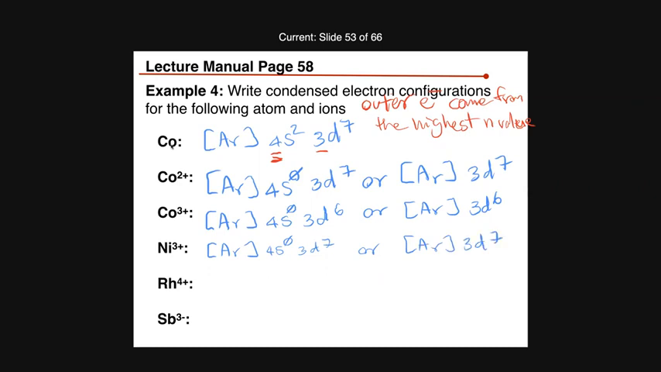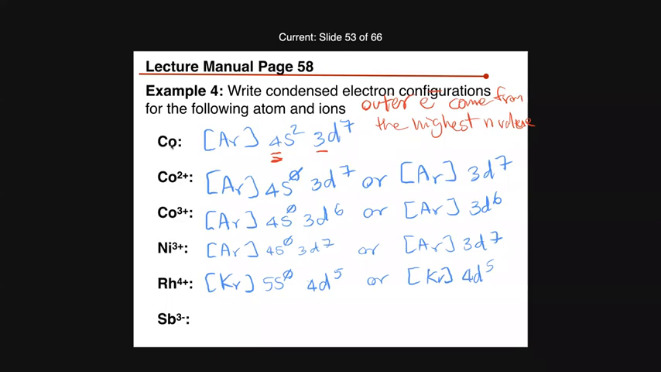Another answer, for rhodium 4 plus, would be Kr, krypton, followed by 5s0, because that's where you are going to withdraw electrons from, and also withdraw electrons further from the 4d subshell. So that would be another answer.